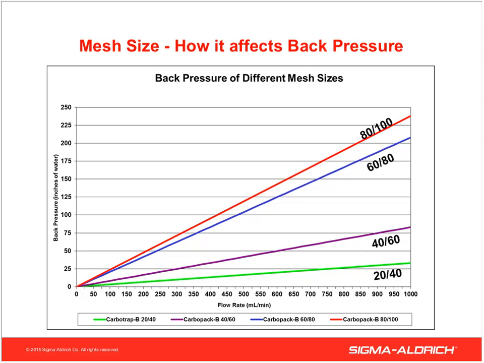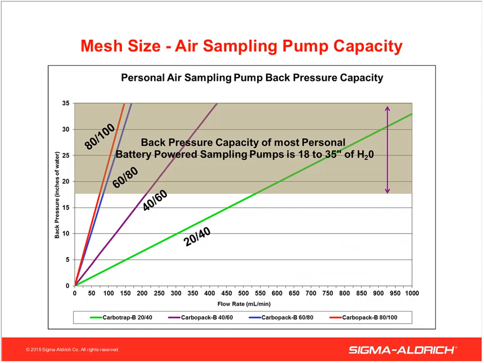For example, at 250 mL per minute, the back pressure for a 20/40 mesh Carbotrap was 7 inches of water. And then when we moved to a 40/60, that back pressure increased to 17 inches of water. When we get to the smaller mesh particles like 60/80, the back pressure increased to 42 inches of water. So why is all this important? Most air sampling pumps can only handle 18 to 35 inches of water.